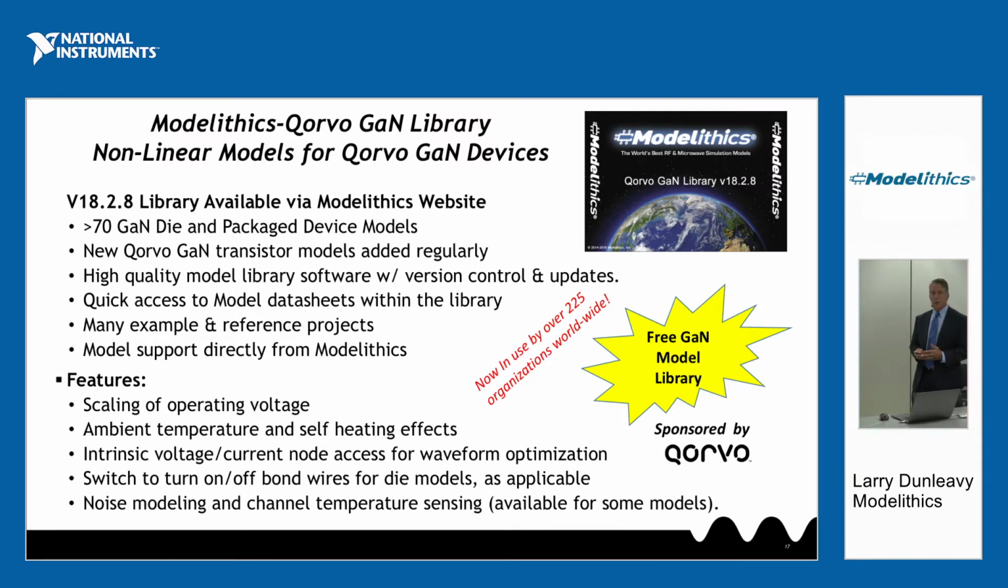This is an example of a relationship we have with one of our vendor partners, which is a little bit unique. So this is Qorvo, and we have been working with them for over 4 years, and we now have a standalone library that's free to designers, and it represents more than 70 high-power GaN die and package device models, and we're adding models, we're developing models on a continuous basis. What we're providing for the customers is a quality installer, user manual, very easy to use. It's really a PDK for discrete power transistors.